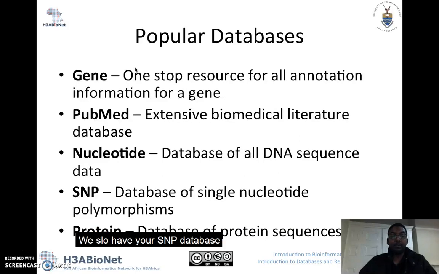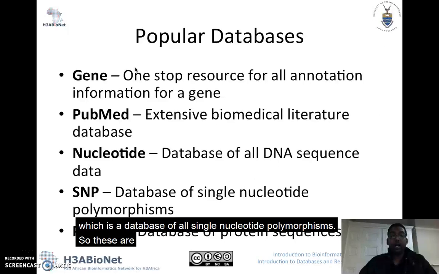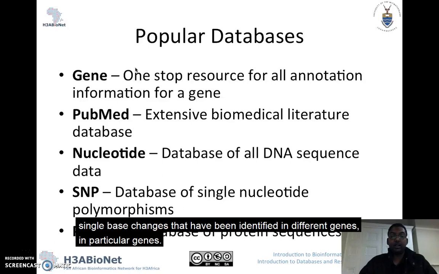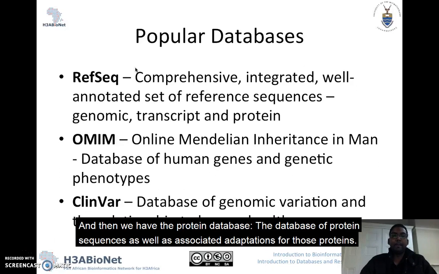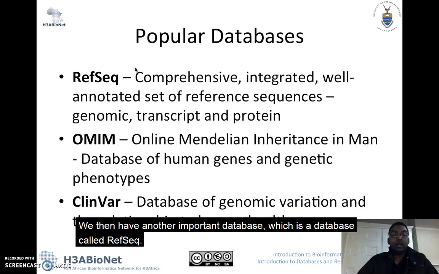We also have your SNP database, which is a database of all single nucleotide polymorphisms. These are single base changes that have been identified in different genes, in particular genes. And then we have the protein database, which is a database of protein sequences as well as associated annotations for those proteins. We then have another important database, which is a database called RefSeq.